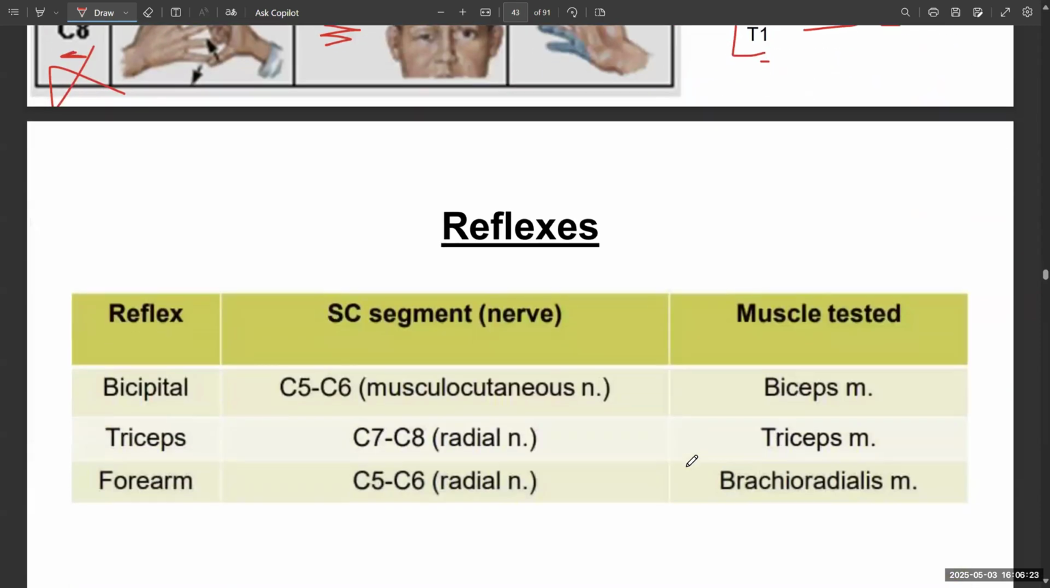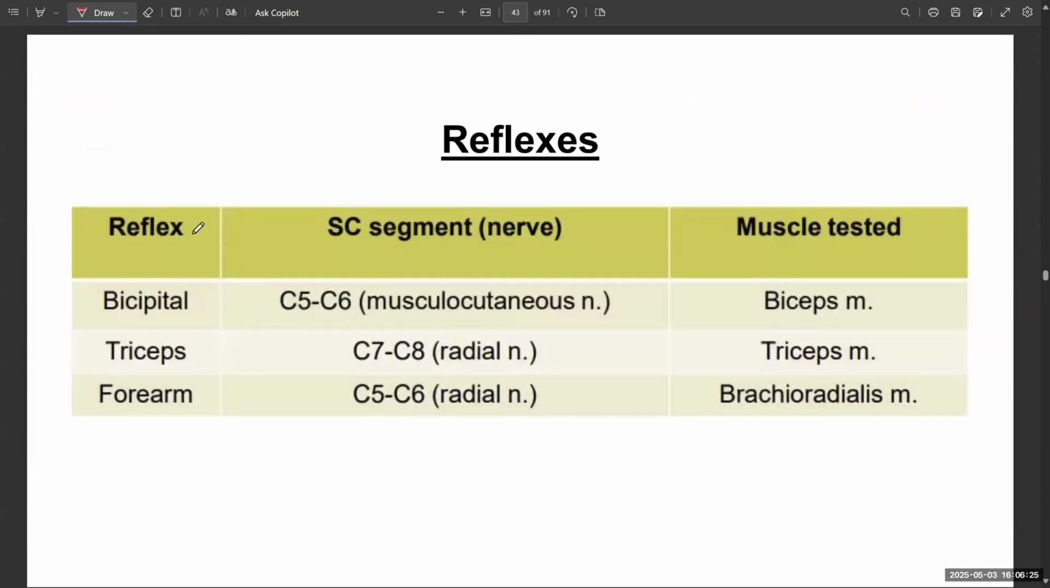Moving on to more reflexes. Okay. This is something that you have to learn. The bicipital reflex is C5, C6 by the musculocutaneous nerve, and the muscle tested here is, of course, the biceps.